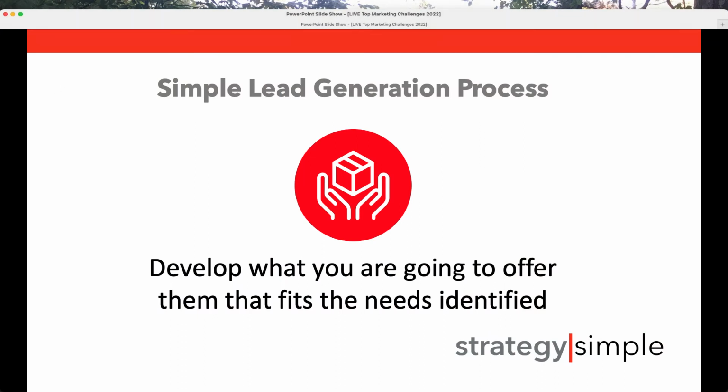Develop what you're going to offer them that fits the needs identified. So I call this creating a pop package, right? What are you going to give them that's going to pop? So identify what it is, build an offer around it so that you can speak about it clearly, know why it's different, know why it's of interest to them, and build a package around it, right? This doesn't have to be super complicated. Doesn't matter what it is that you're selling, but you can create an offer or a package that's specific to them, right?